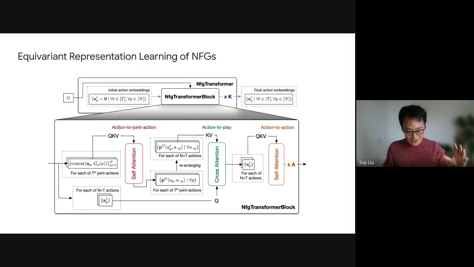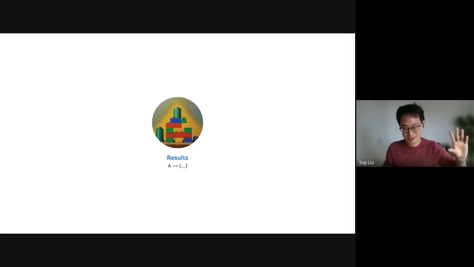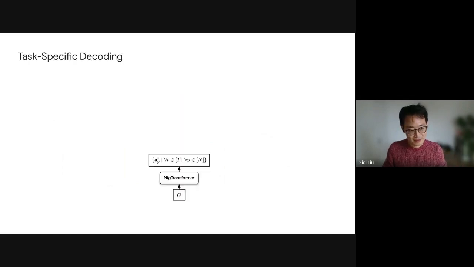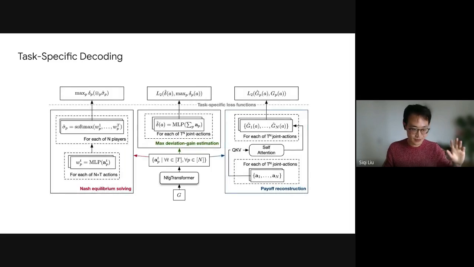Okay, so that's the architecture. At this stage, we have gone from a payoff tensor to a set of action embedding vectors. These embedding vectors reflect permutations that happened in the game, which do not change the strategic interaction described by the game. The question is, how do we put them back together in different forms to get results that we like? We take a payoff tensor G, pass it through the NfgTransformer, and get these n times t action embedding vectors. Then we can do multiple things.